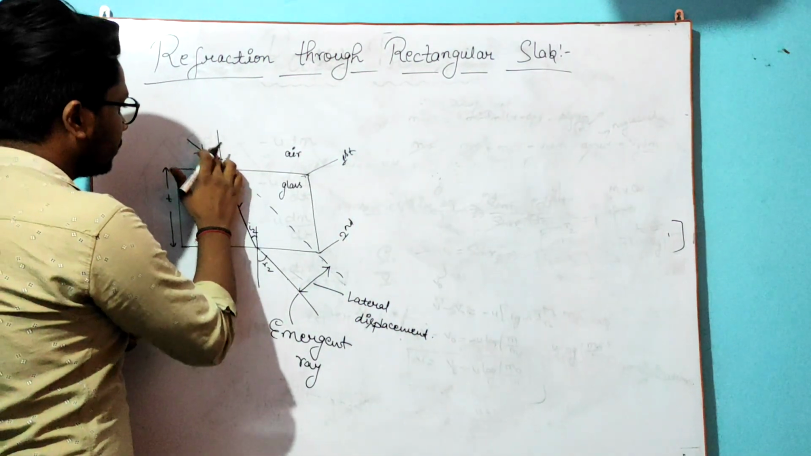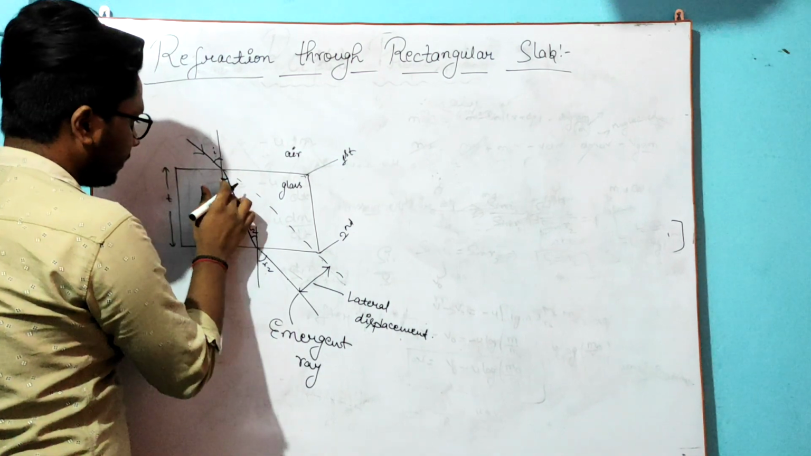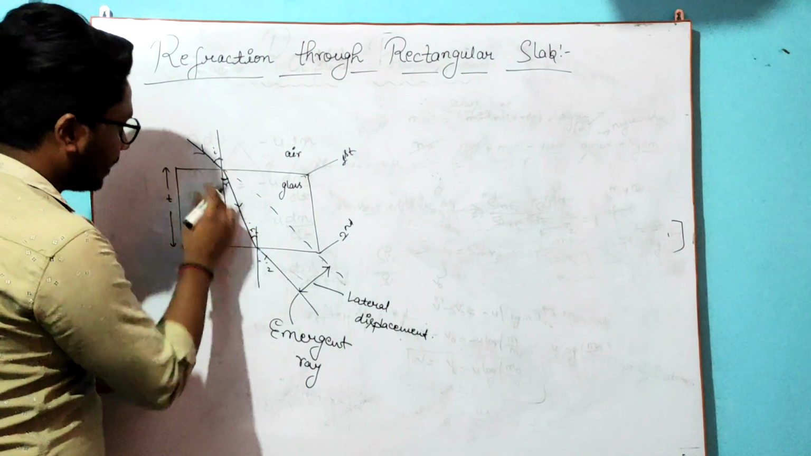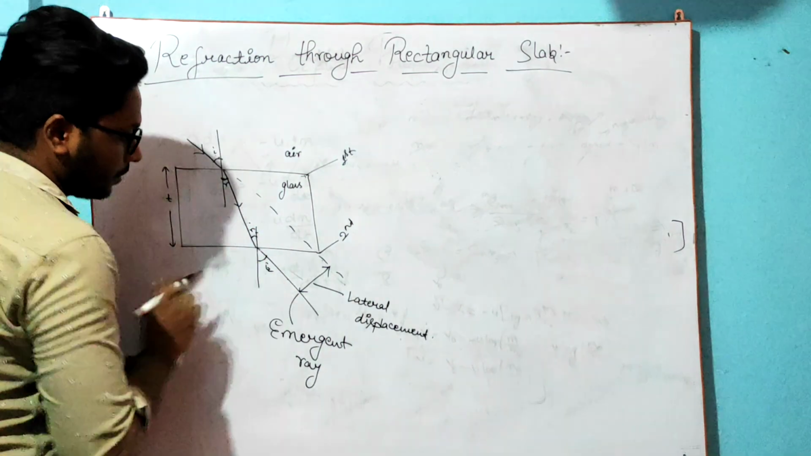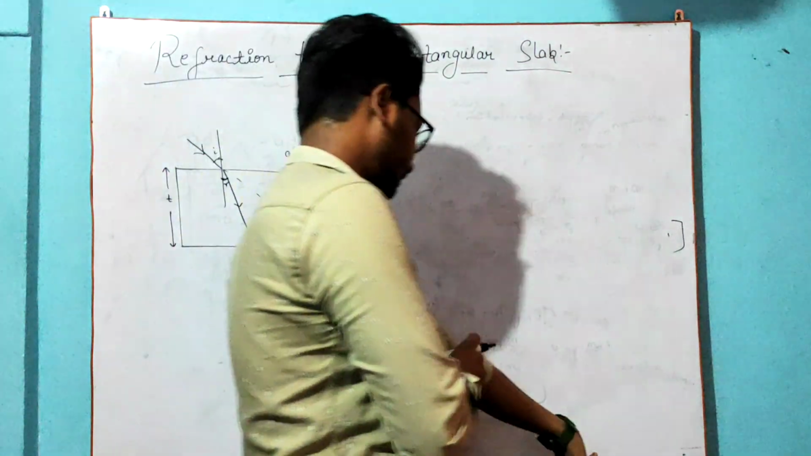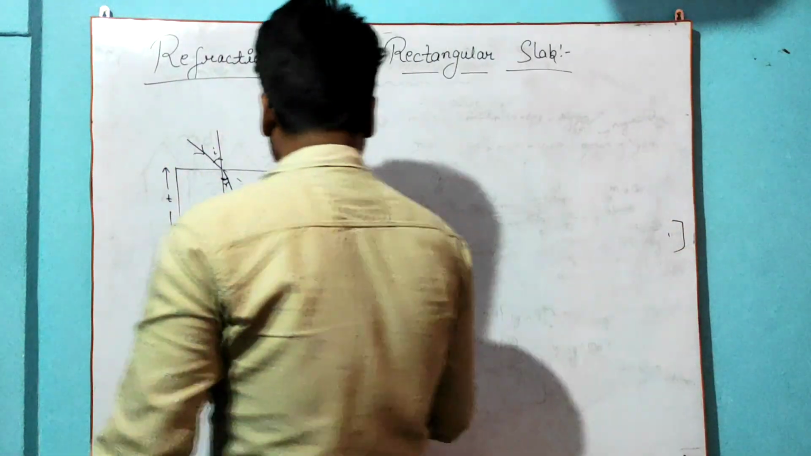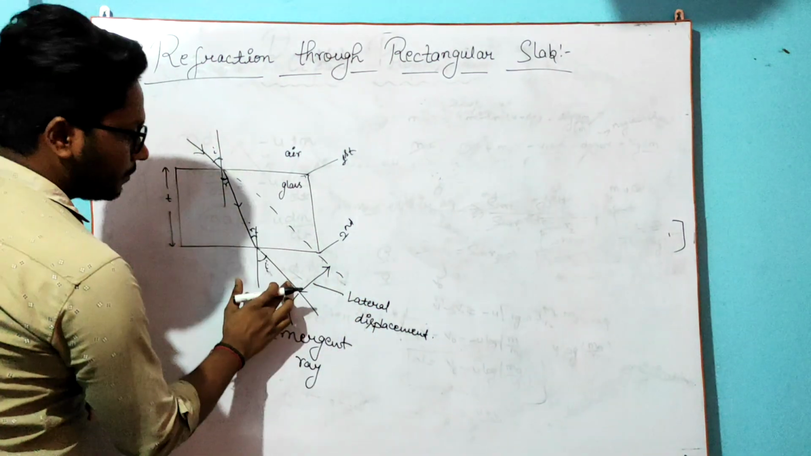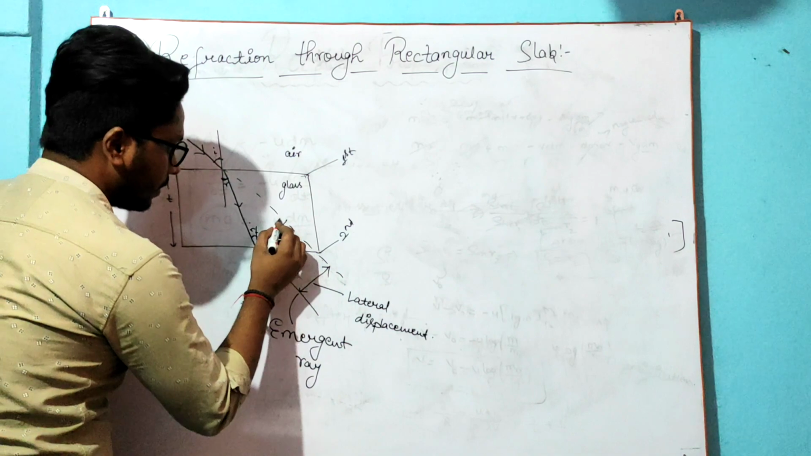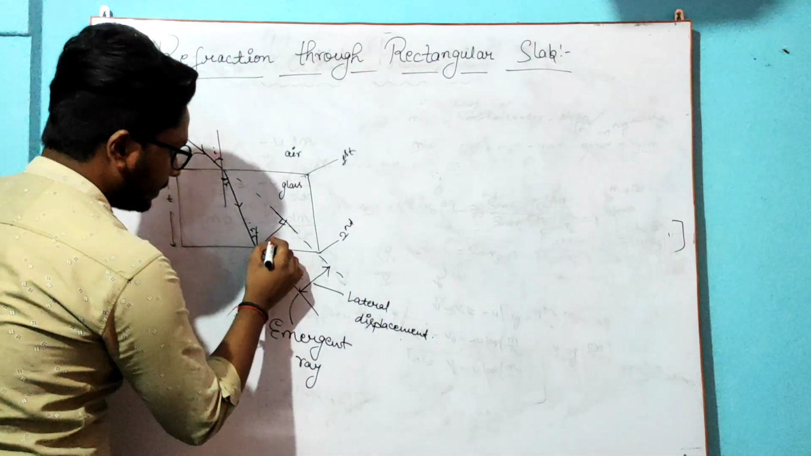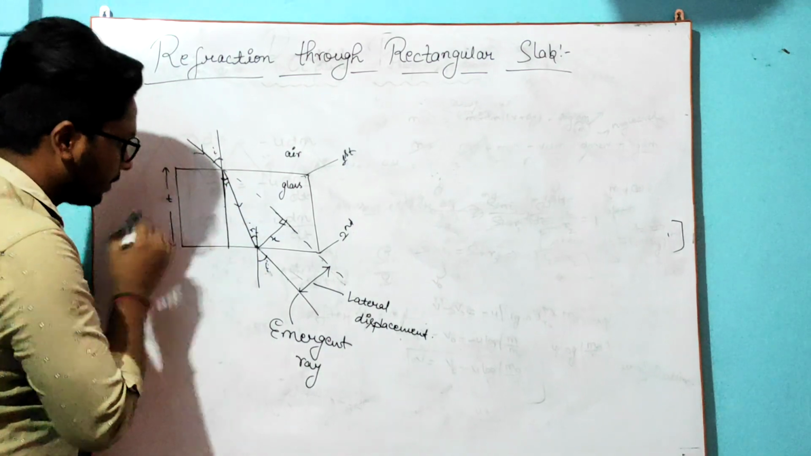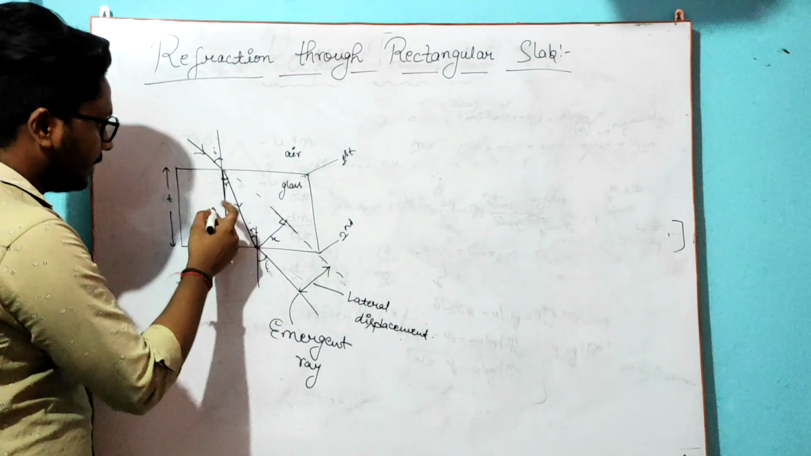So what we will do, let's say this angle is I, this angle is R, and this R is same as this R, and this I is same as this I. Now see, this is the perpendicular distance between these two rays, so drop a perpendicular here from this point on this line. Let's say this is X. Now extend this normal here. So this T is equal to this T.